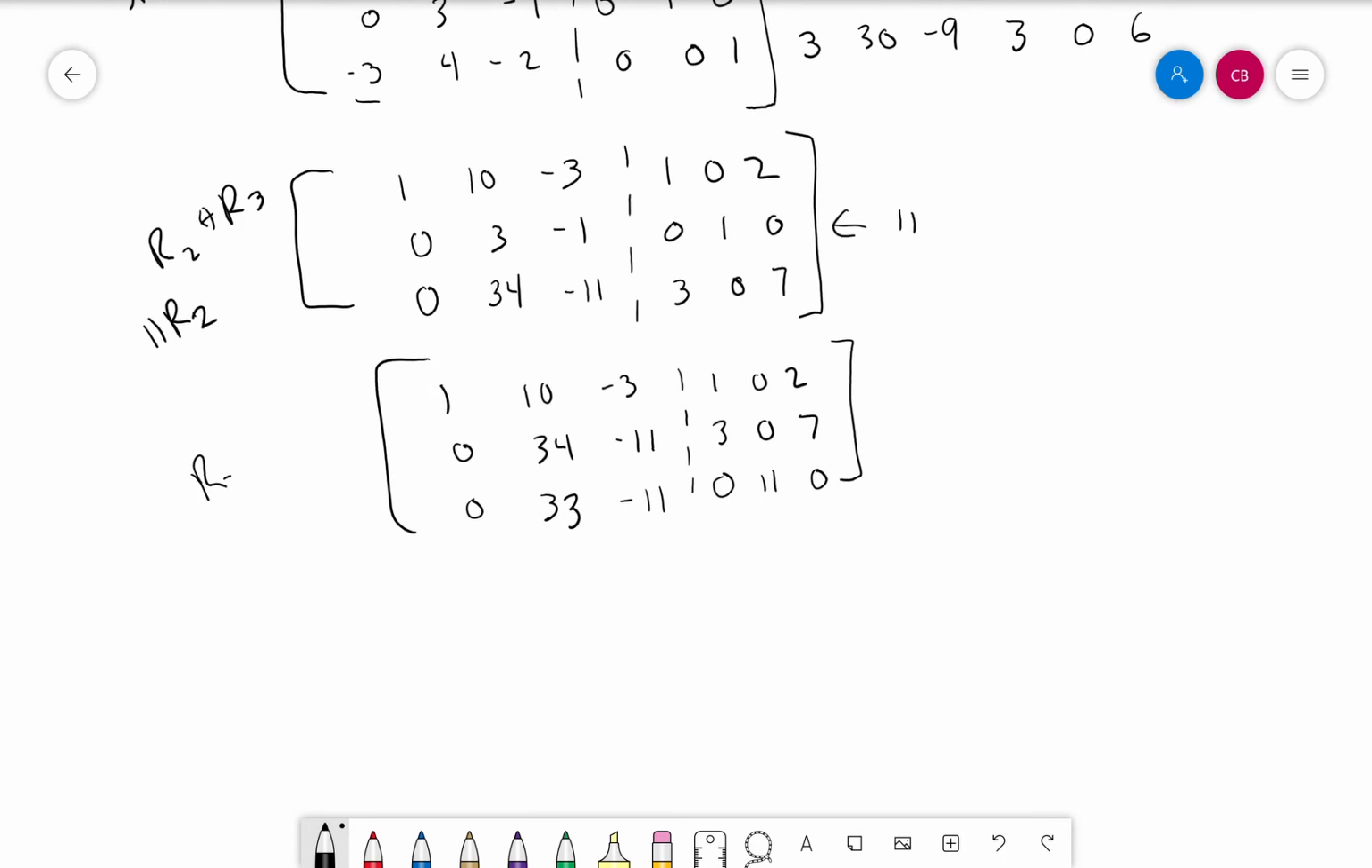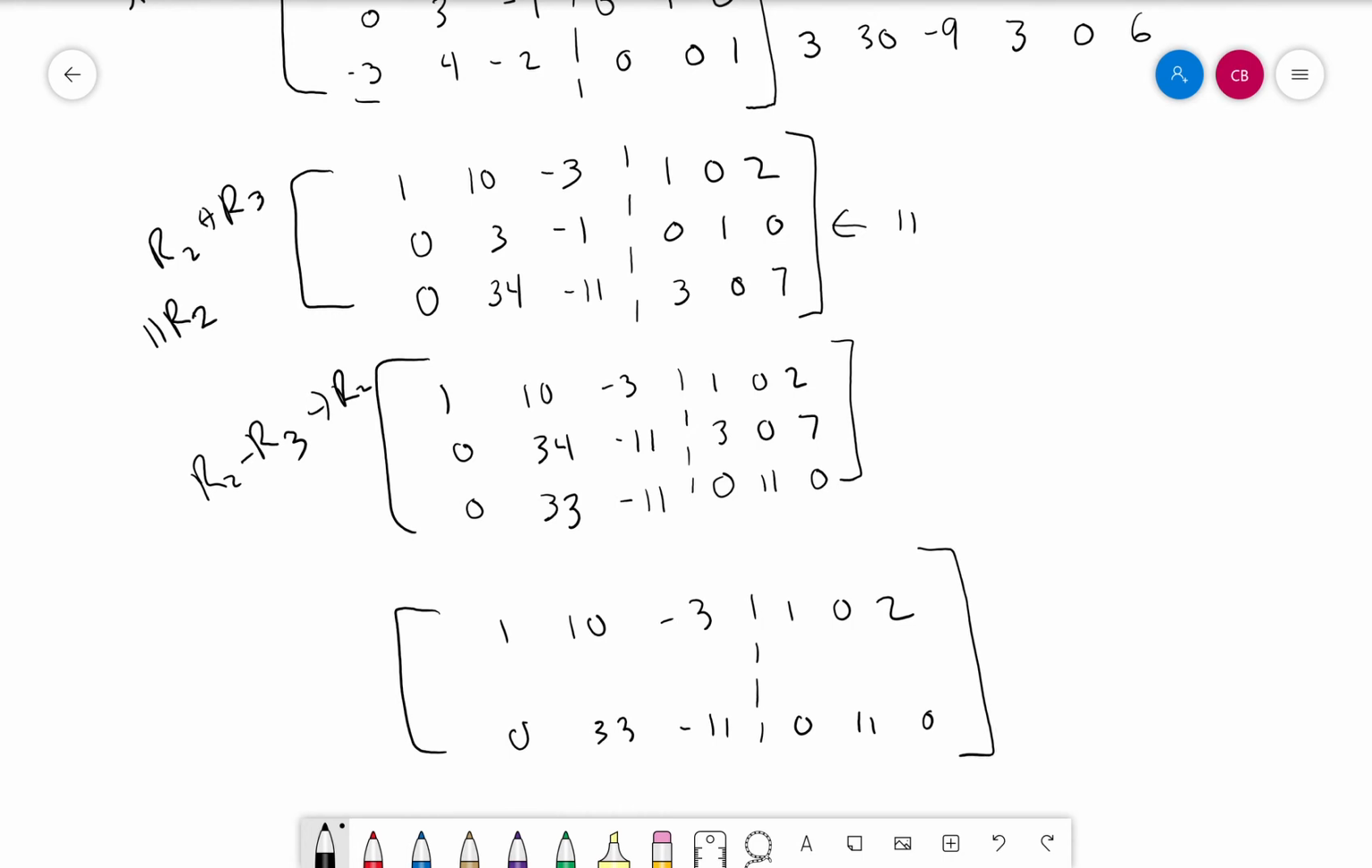Now I'm going to do row 2 minus row 3, and replace row 2. 1, 10, negative 3, 1, 0, 2. 0, 33, negative 11, 0, 11, 0. And then 0 minus 0 is 0. 34 minus 33 is 1. Negative 11 minus negative 11 is negative 22. 3 minus 0 is 3.